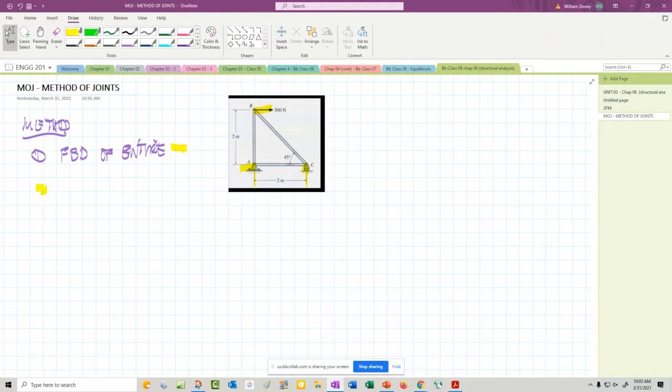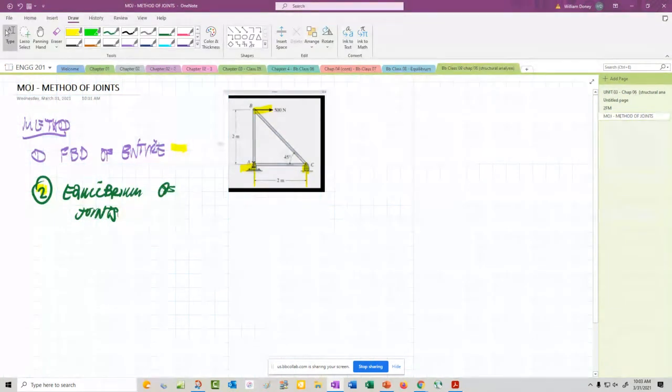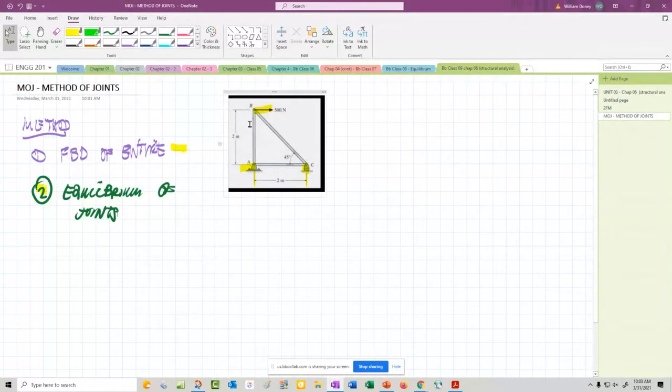And then the second thing we can do here, sometimes in conjunction or instead of, we look at the equilibrium of the joints. Then all those forces become external forces, right? We look at what's happening at the joints, that'll tell us what's pushing or pulling on each member, and then we know the force in the member.